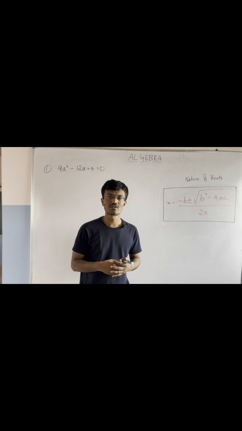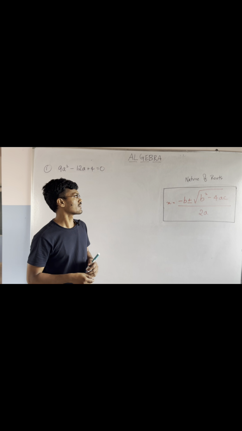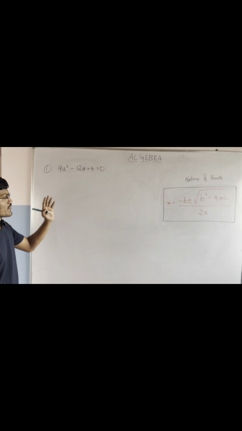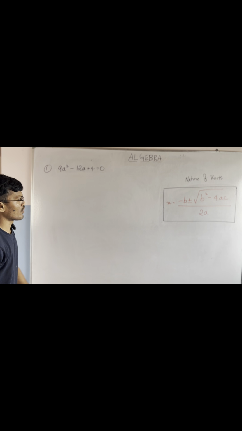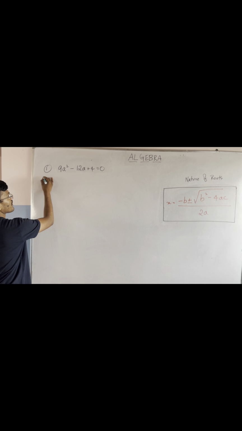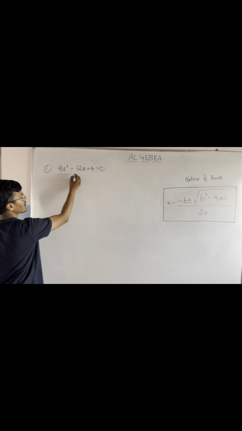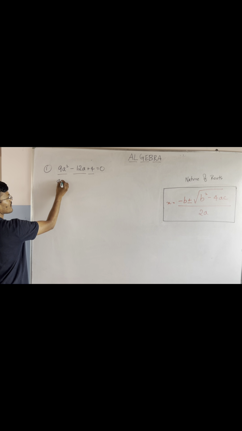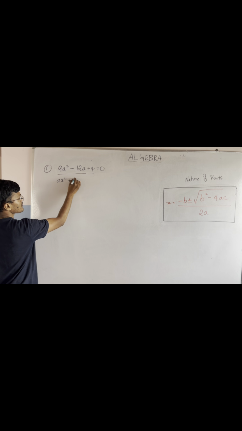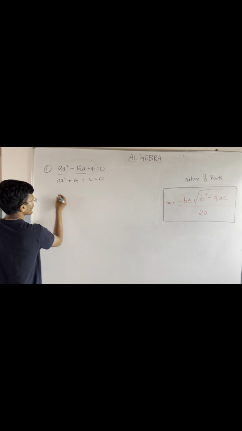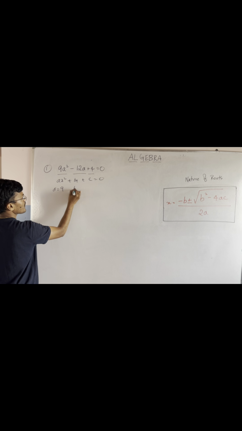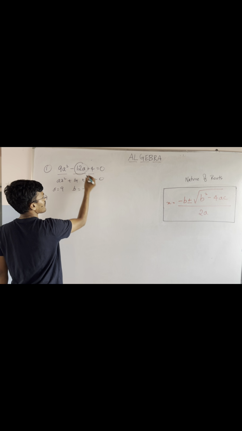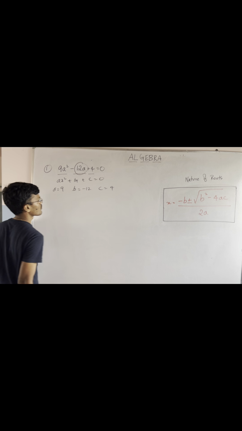In the last two videos we studied algebraic problems. Now we will move on to new problems with the help of the nature of roots formula. Here is a question: 9a square minus 12a plus 4 equal to 0. Write it in the quadratic form ax square plus bx plus c equal to 0. So a equal to 9, b equal to minus 12, and c is equal to 4.